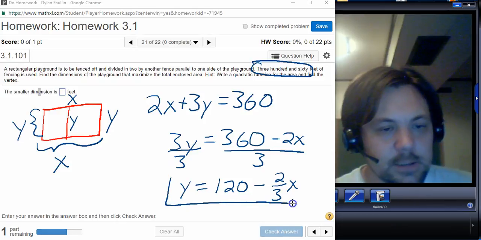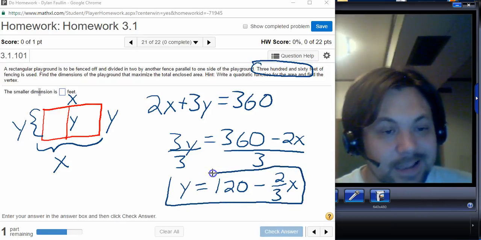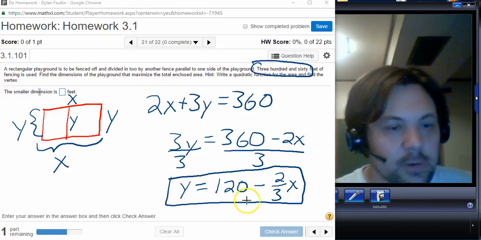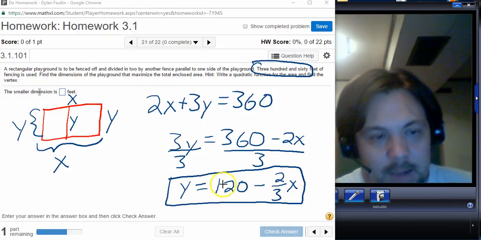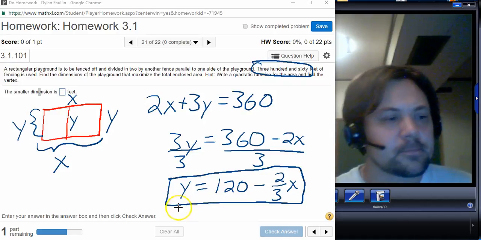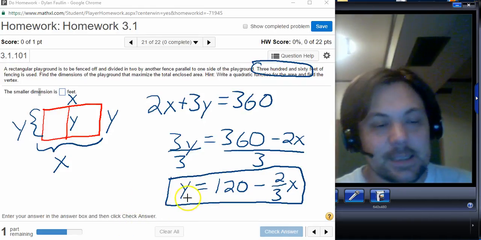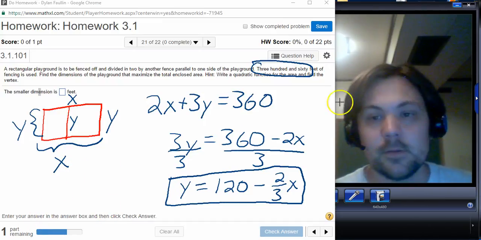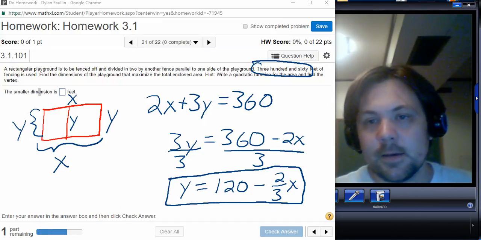This is an equation that relates the length to the width, or x to y. So it shows how we're sort of limited. The bigger we want to make x, the smaller y will have to be. But this is not what we're trying to maximize. What we're trying to maximize is the area. So what we need to do is write down the formula for the area of this rectangle that we're trying to fence in. So the area is, for a rectangle, length times width.